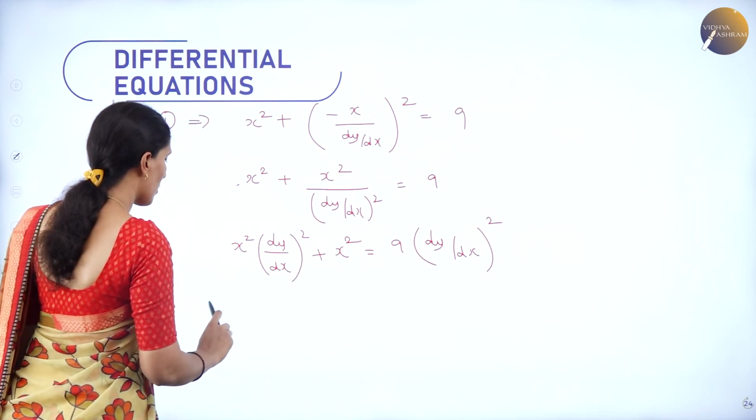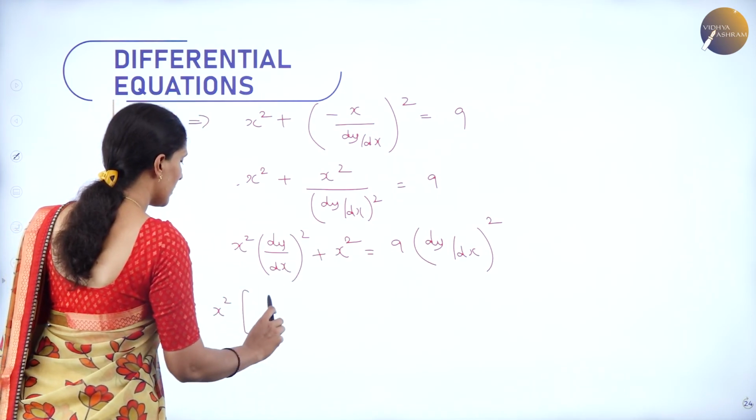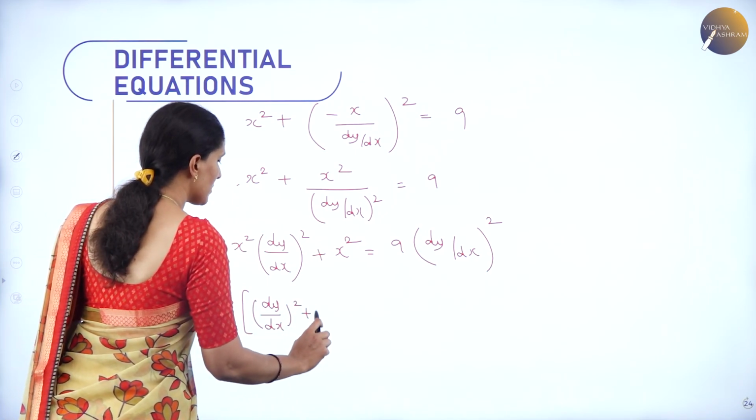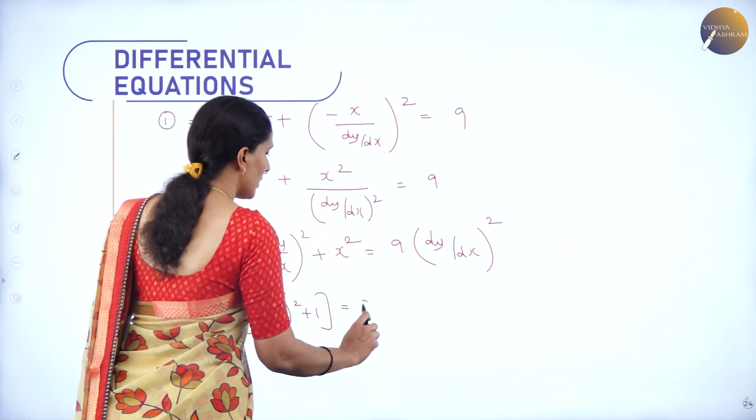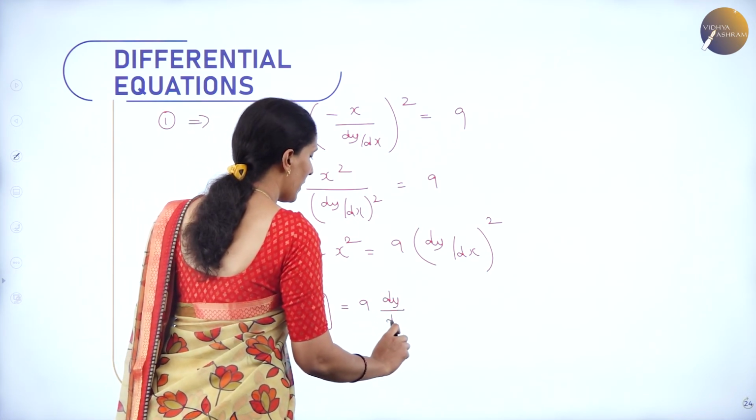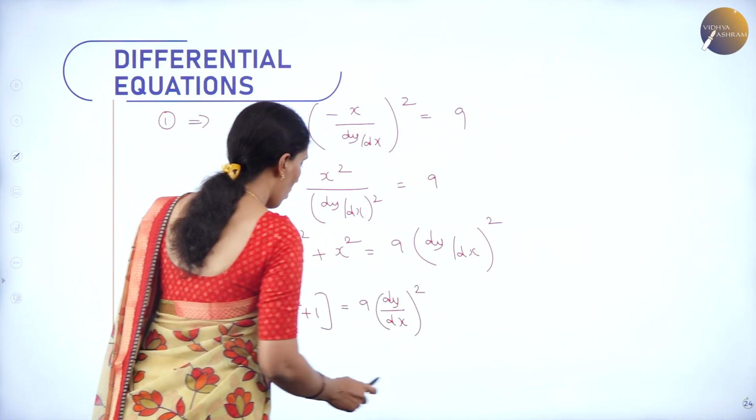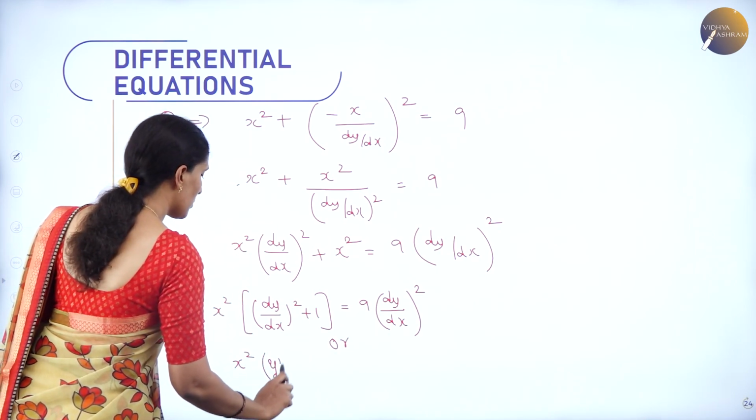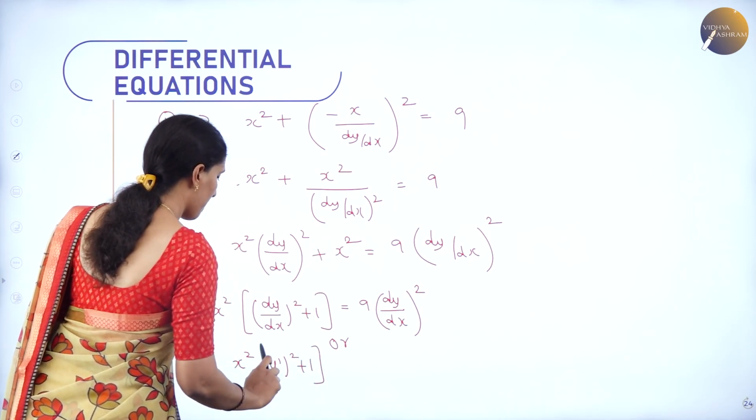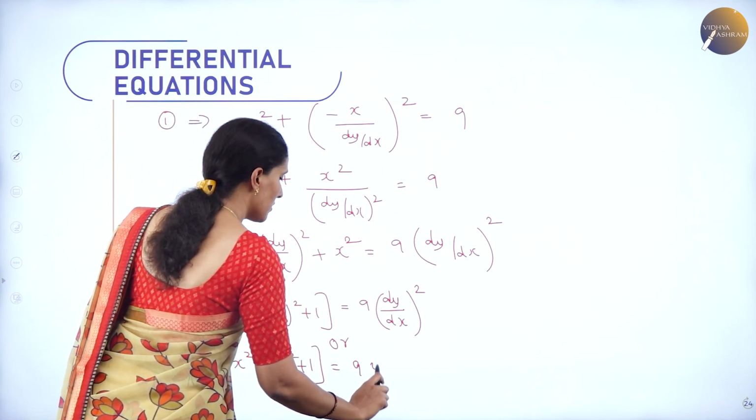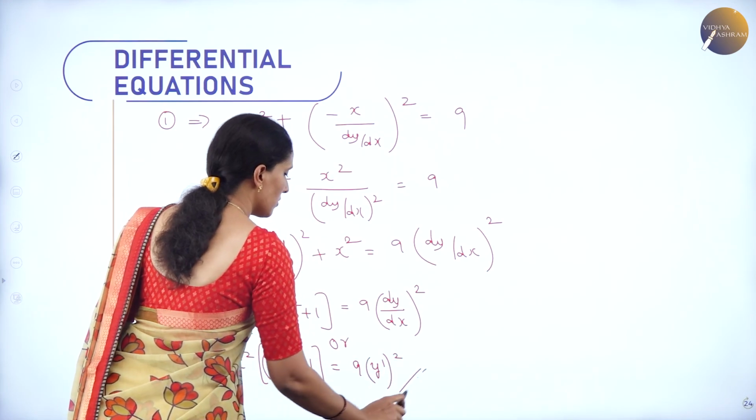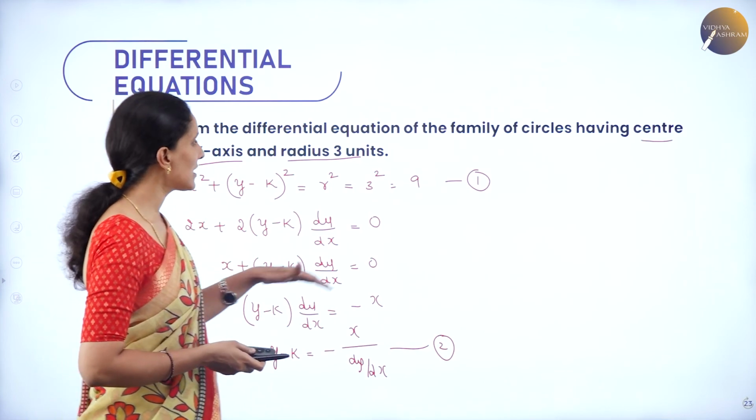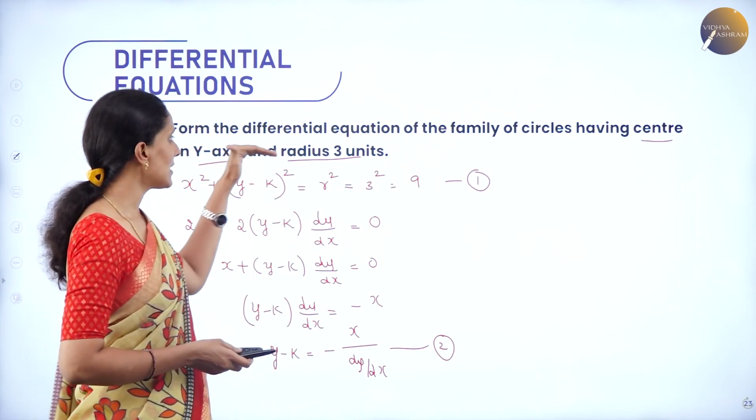Take x square as a common factor, then x square into dy by dx whole square plus 1 is equal to 9 into dy by dx whole square. Or we can also write this in another form, that is x square y dash whole square plus 1 is equal to 9 y dash whole square. So, this is the differential equation required for the family of circles having the center on y axis and radius 3 units.